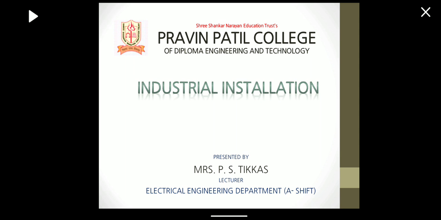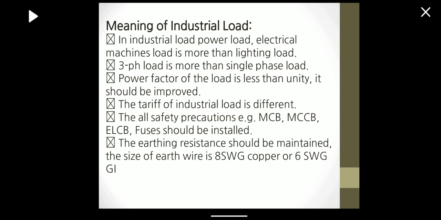So let's see what is industrial installation. What is the meaning of industrial installation? In industrial load, power load and electrical machine load is more than the light load. Three-phase load is more than the single-phase load. The power factor of the load is less than unity. It should be improved. Then the tariff of industrial load is different.